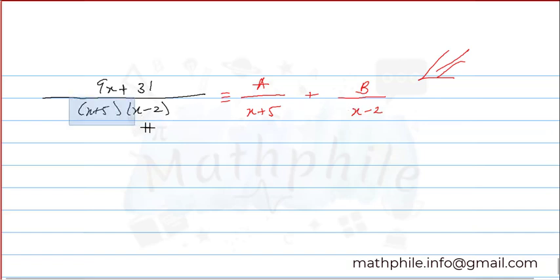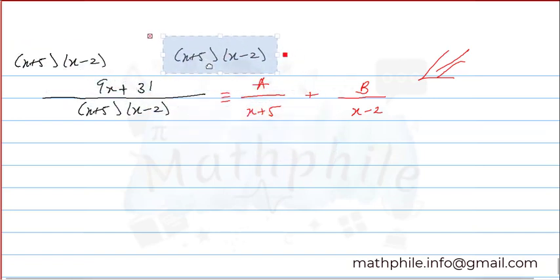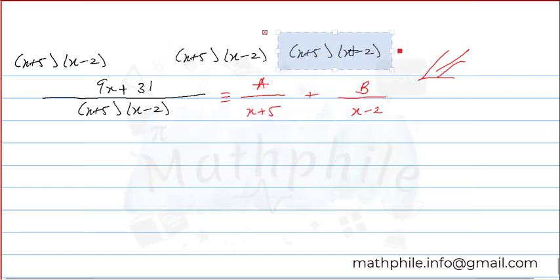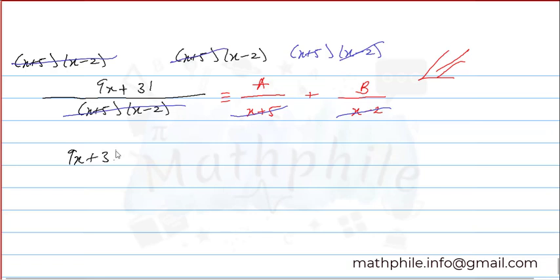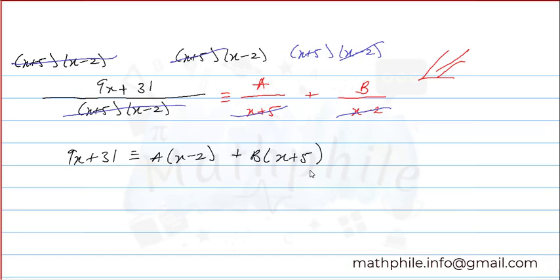So what we're going to do is multiply each and every term by the LCM. In this case, the LCM is (x + 5)(x - 2). So I multiply each and every term by that. Is everyone okay at this stage? Yes, sir. This (x + 5) cancels this one, and this (x - 2) cancels this one. This then gives you 9x + 31 is identical to A multiplying (x - 2) plus B multiplying (x + 5). Are we good? Yes, sir.